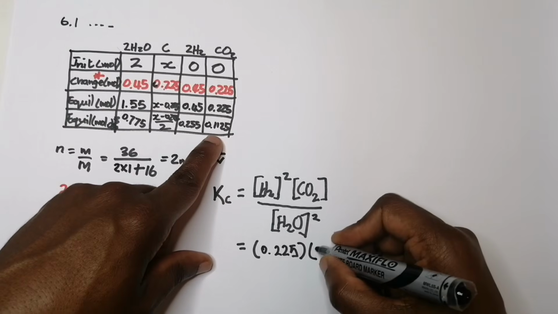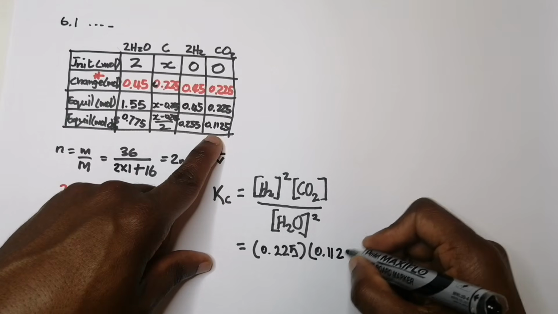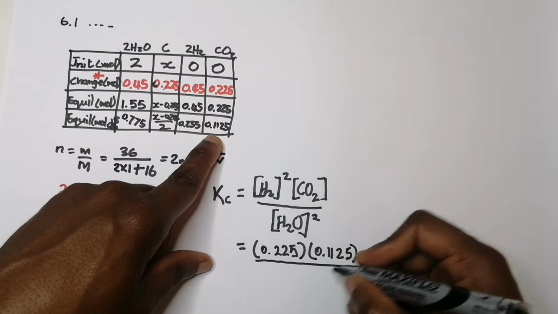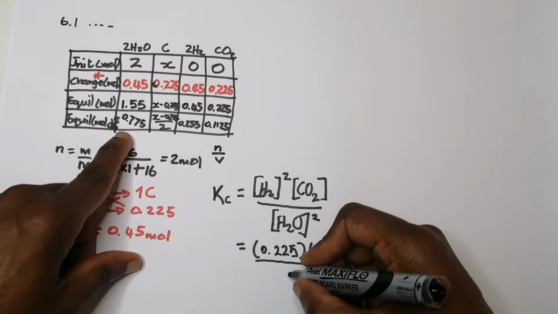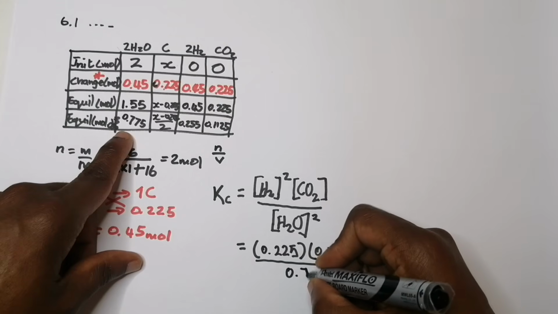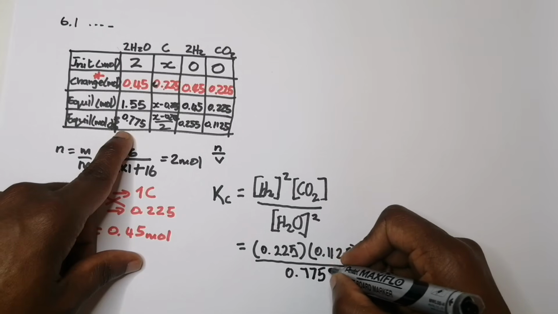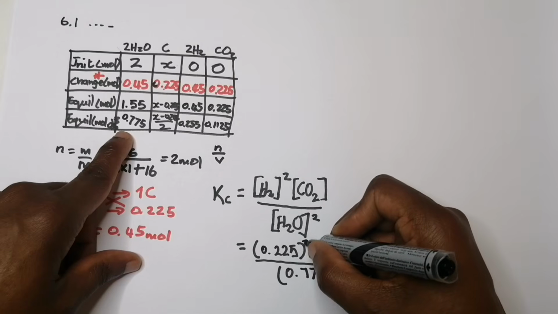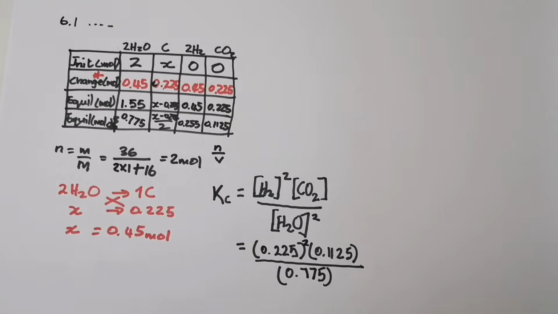Carbon dioxide, that's 0.1125. Okay, and this we divide by the amount of H2O, that's 0.775. But remember, we are going to square that. Oh no, we forgot to square this part. Okay, right, and let's put that in our calculator. We're going to make that as simple as possible.